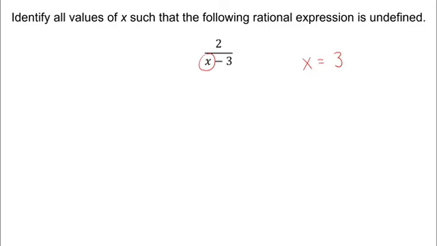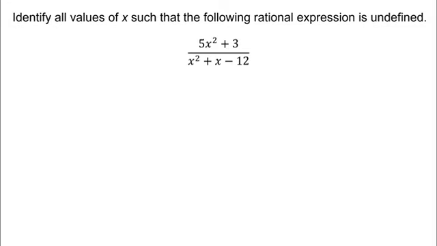I sometimes call these disallowed values or DAVs. That just stands for disallowed value, which is the same thing as a restricted value. So in this example, 3 is a restricted value or a DAV, a disallowed value, because plugging in 3 for the variable makes our denominator 0.